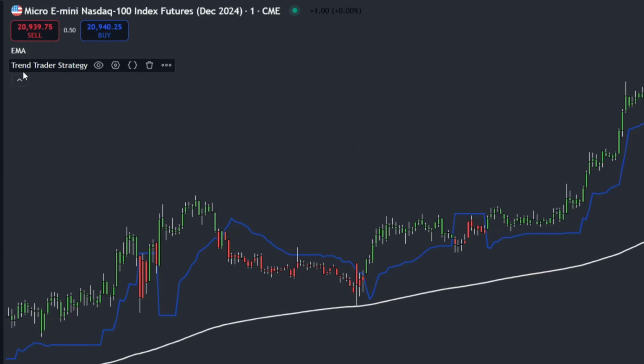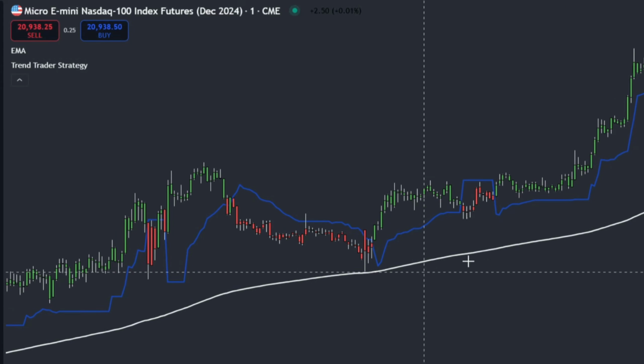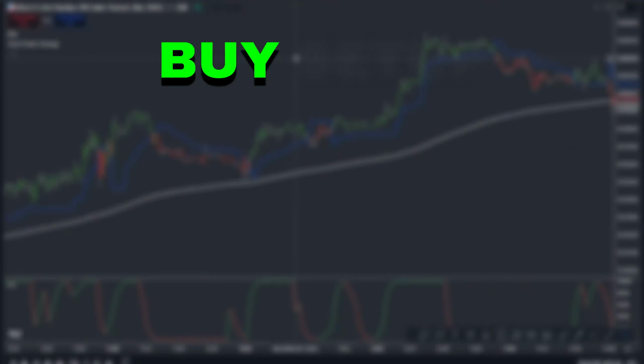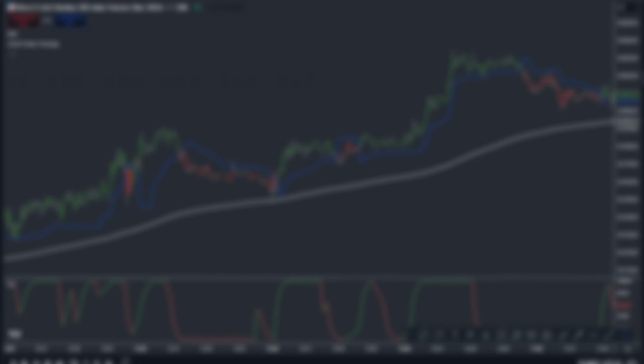And the last one is the Trend Trader strategy, and the settings in this are also the default. This is this blue line here. I just made it a little thicker because I like to be able to notice it a little easier. So these are the three indicators you're going to need. Let's look at a buy setup right here. It's a very simple strategy.